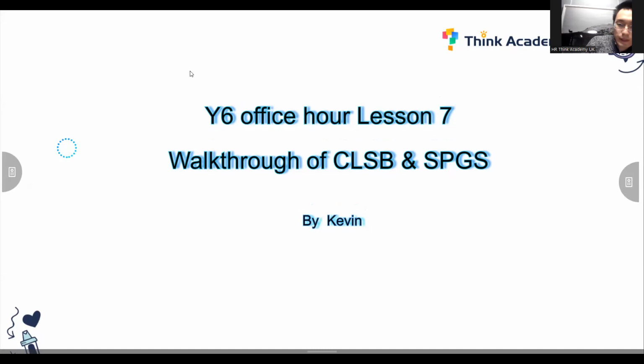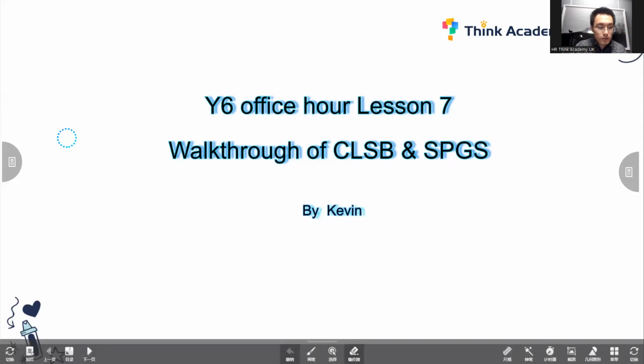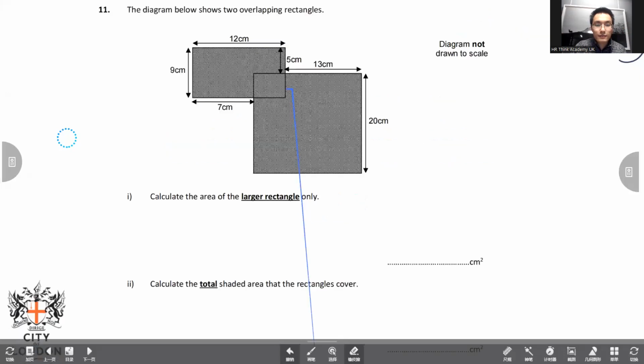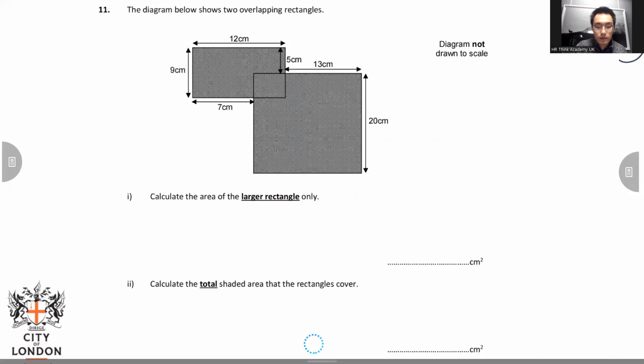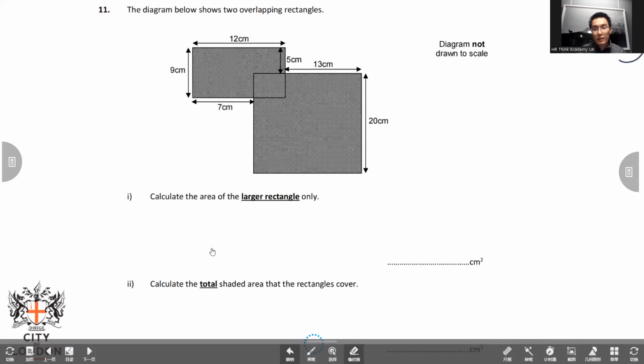Walkthrough of CLSB and SPGS, everyone. So we will look at the first question. Just get rid of this blue line over here. This one is CLGS first. City of London. Okay. So here, the diagram below shows two overlapping rectangles. We have a small one and a large one. The question one is, calculate the area of the larger rectangle only.